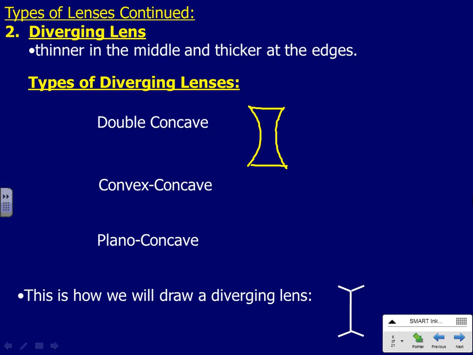Again, we can have a convex concave, just like I can have a concave convex or convex concave for converging. I can have the similar situation for diverging. This is trickier to draw, all right, the concave convex. I draw it by starting with the fat edges, because I know it's going to be fat. And then I draw one of the curved surfaces, like that, okay? And then I have to draw my back curved surface such that it's curved more so that it's a little thinner in the middle. So it's got to be drawn like this.